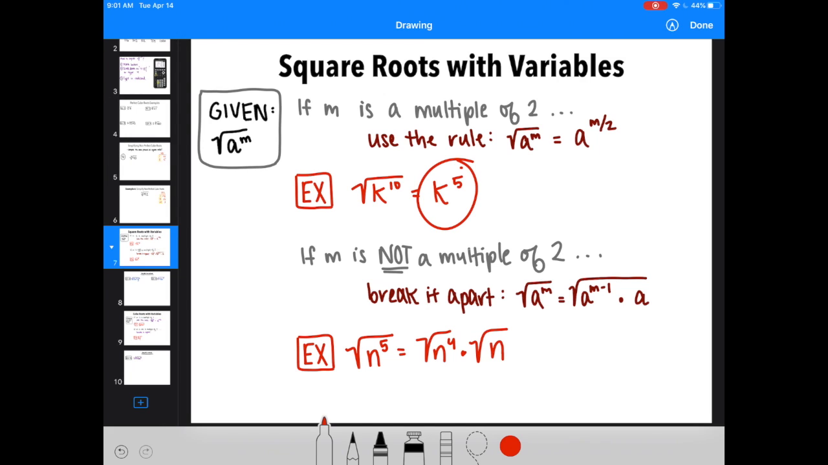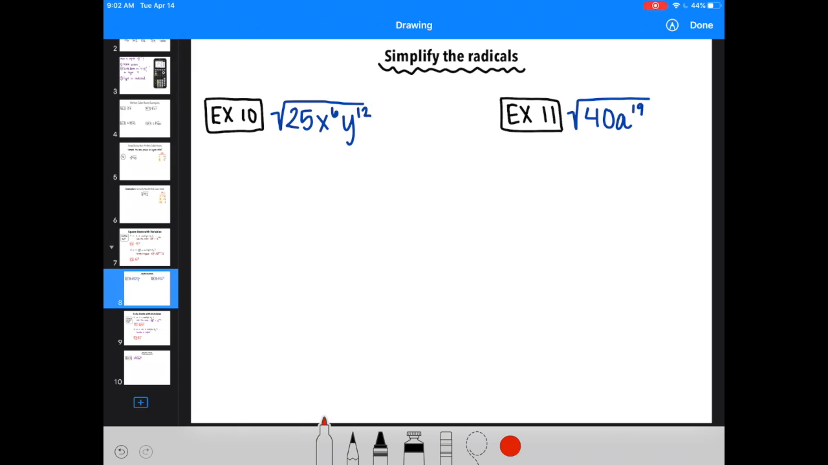Now I can simplify the square root of n to the 4th power because I can divide that by 2. So my final simplified answer will be n raised to the 2nd power, because I divide that 4 by 2, times the square root of n. So this is as simple as you can go. Let's look at some more examples.